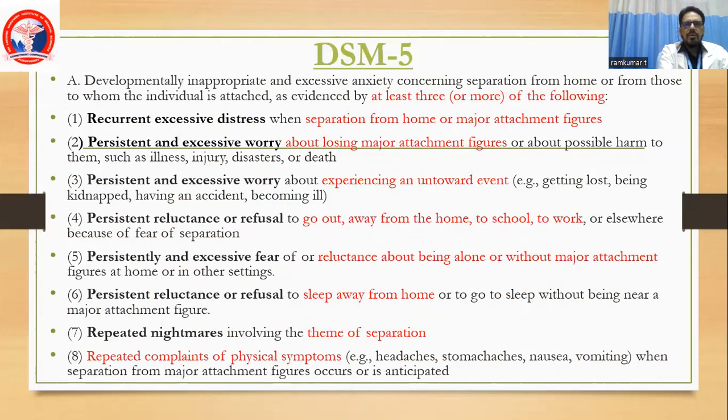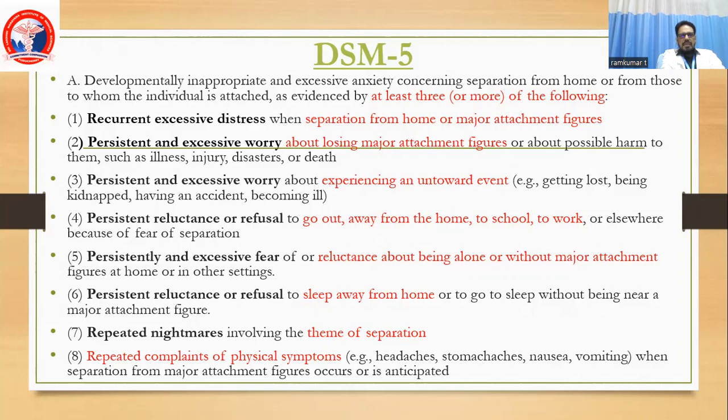DSM-5. Developmentally inappropriate and excessive anxiety concerning separation from home or from those to whom the individual is attached, as evidenced by at least 3 of the following. 1. Recurrent excessive distress when separation from home or major attachment figures occurs. 2. Persistent and excessive worry about losing major attachment figures or about harm to them, such as illness, injury, disasters, or death.